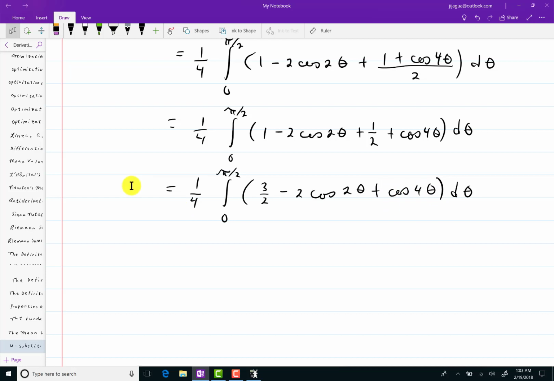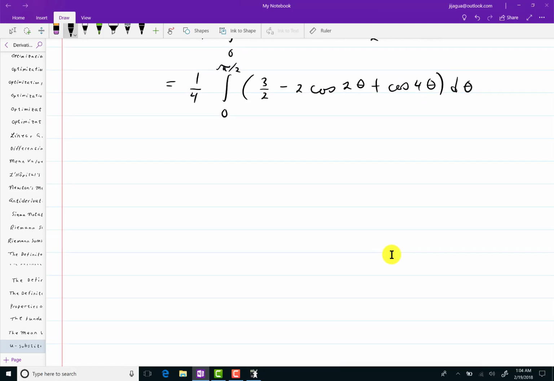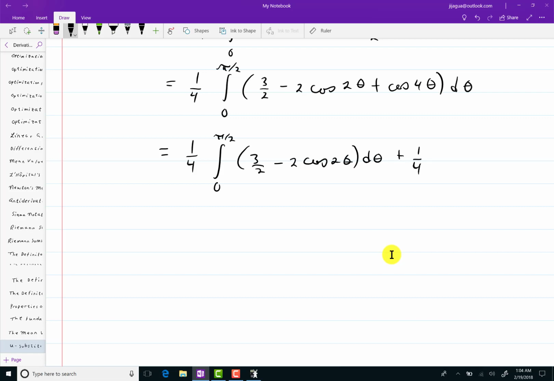But see, the problem with this integral now is that if I let, what am I going to let u equal? Am I going to let it equal 2 theta or 4 theta? You've got to pick something. Only one thing will do. Unless I do something like this. 1/4 the integral from 0 to pi over 2 of 3/2 minus 2 cosine of 2 theta d theta plus 1/4 the integral from 0 to pi over 2 of cosine of 4 theta d theta.